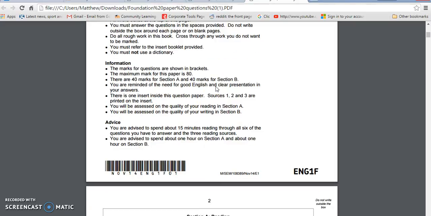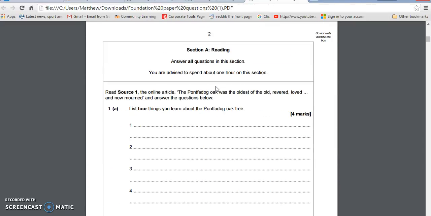So, shall we have a look at question 1? Right, question 1 is about comprehension. So the skill they're testing here is they want you to read a source and then answer some questions. You'll see the question itself shows you which source you need to read. In this case, source 1, the online article entitled "The Pond for Dog Oak was the oldest of the old, revered, loved and now mourned."